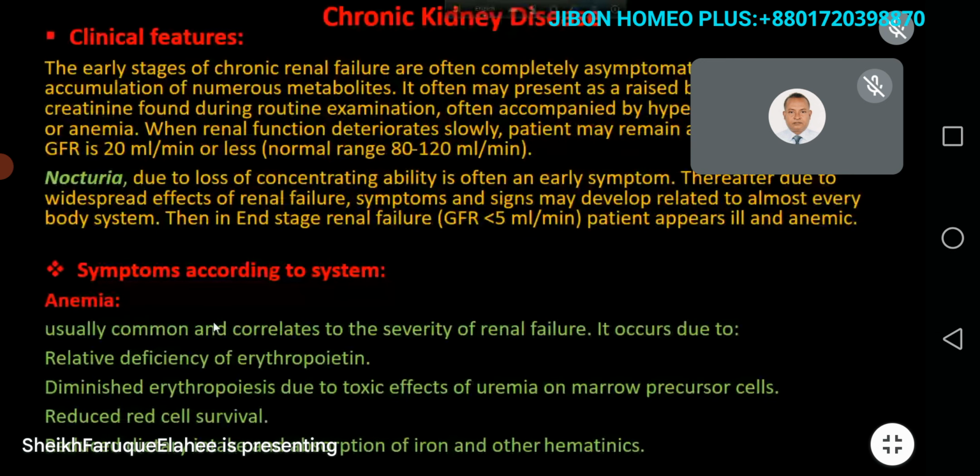So, the early stage of chronic kidney failure is often completely asymptomatic. You find that many chronic kidney disease patients, chronic renal failure patients, are diagnosed accidentally, suddenly. They came for something else, for some other disease. Then the doctor wrote, say for example, only urine for RE.